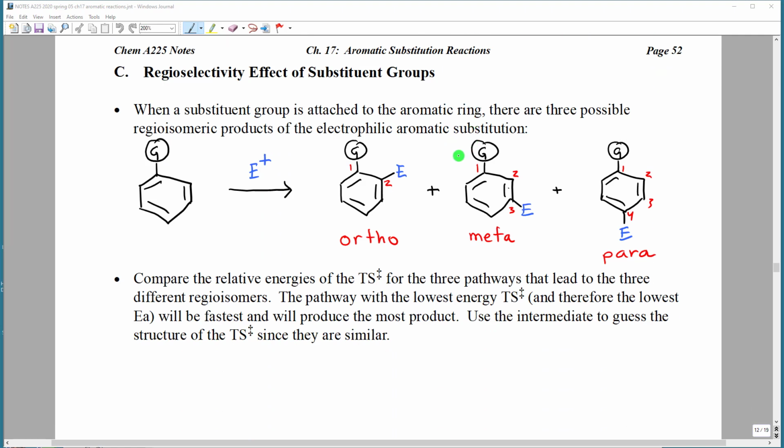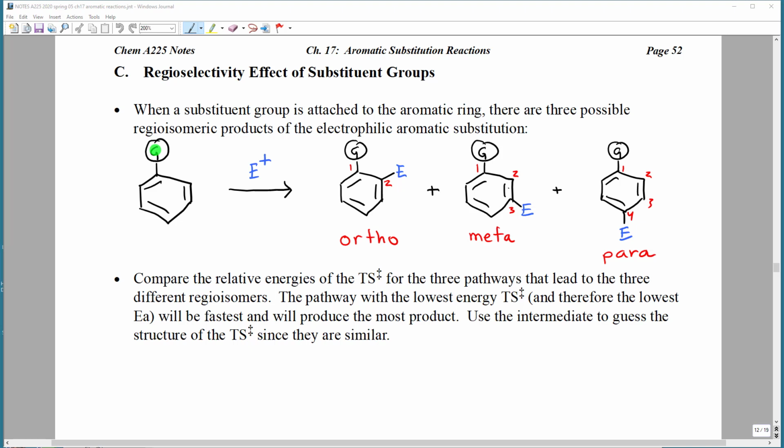We're now going to look at the regioselectivity effect of substituent groups. We're now going to discuss the effect that substituent groups have on the regioselectivity. In other words, which constitutional isomers are we going to get from this electrophilic aromatic substitution? Now, when we do this on benzene, because all of the six carbons have hydrogens on them and they're all identical, it doesn't matter where the electrophile goes. But when we do this on a substituted benzene, the substituent group provides a point of reference.